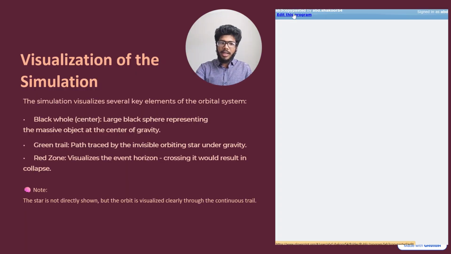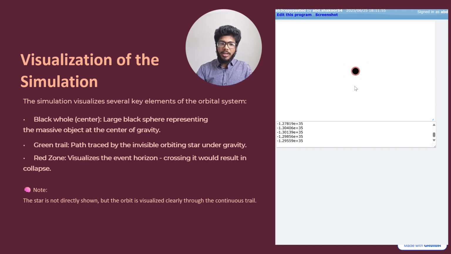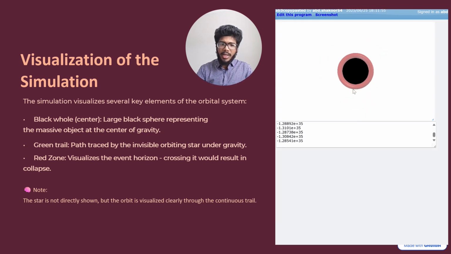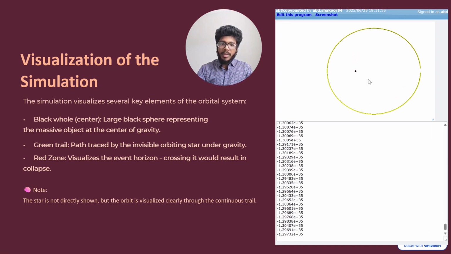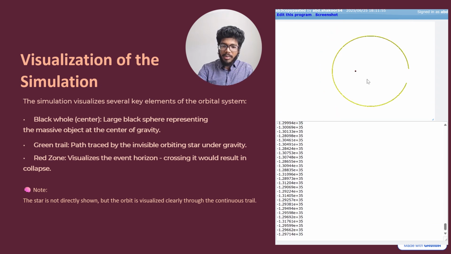Here you can see the simulation in action. At the center is the black hole, shown as a large black sphere. Surrounding it is a red ring, a visual representation of the danger zone or event horizon. If the star ever crossed this boundary, it would collapse inward.